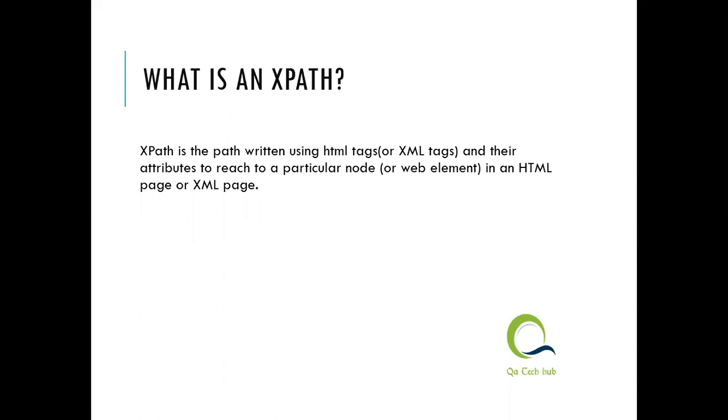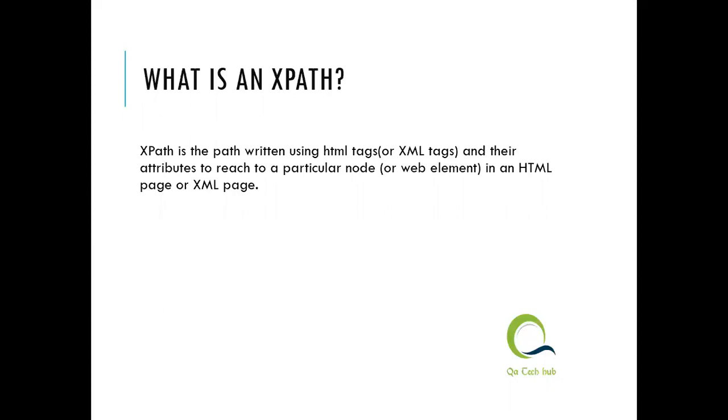So XPath is the path written using HTML tags or XML tags and their attributes to reach to a particular node or a web element in an HTML page or an XML page. So this XPath can be used both in HTML pages as well as in XML files, and it is used for identifying web elements. Now, why do we need XPath?